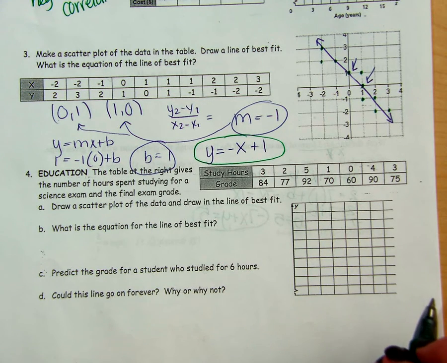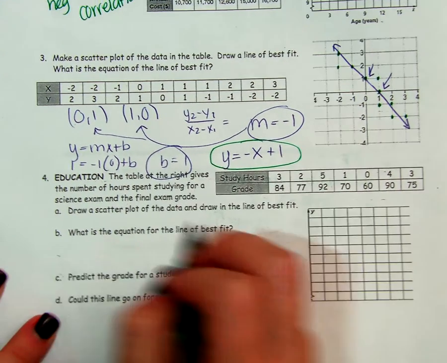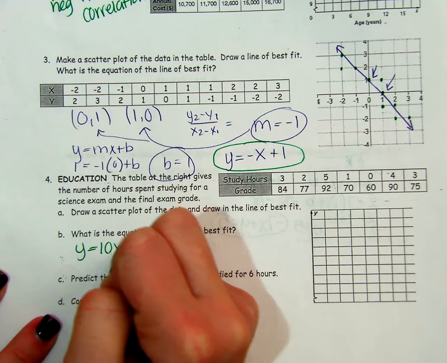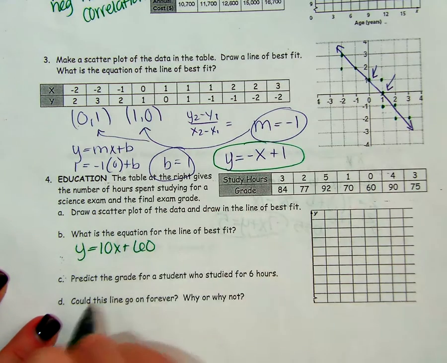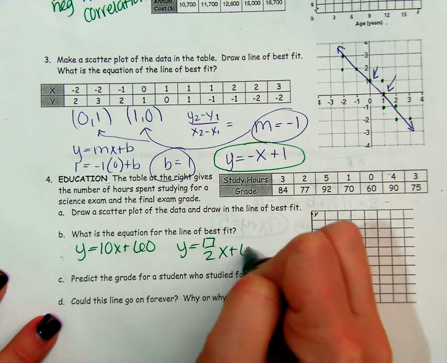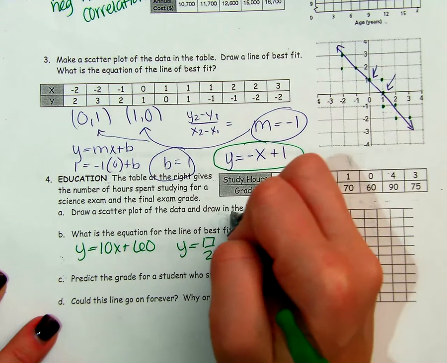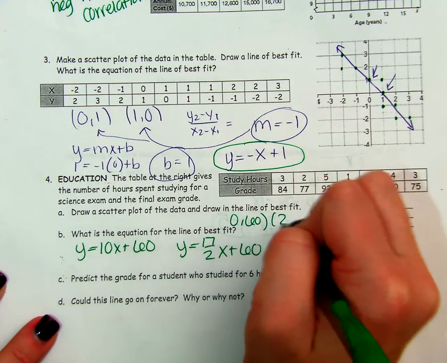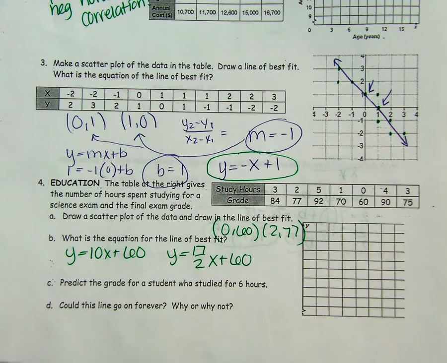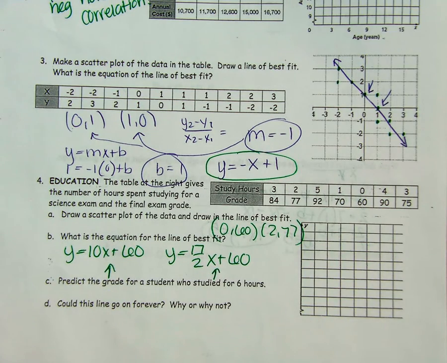If you draw your scatter plot, your equation should be very close to y equals 10x plus 60. I also have y equals 17 over 2 x plus 60. Either one of those is very close. I'd use the 2 points (0, 60) and (2, 77), but you can use whatever points you'd like. These are the closest two equations that you will find when figuring this out.